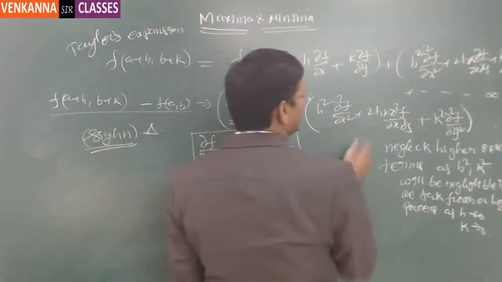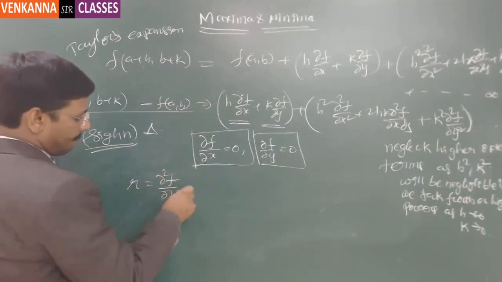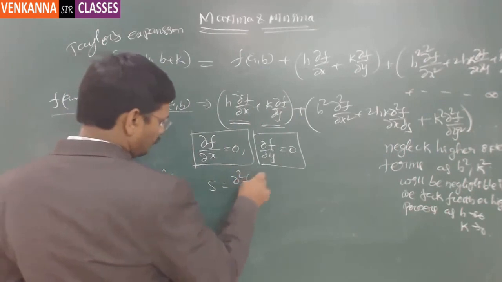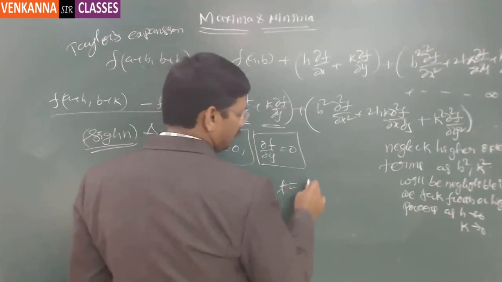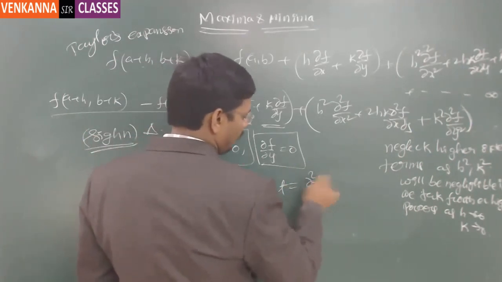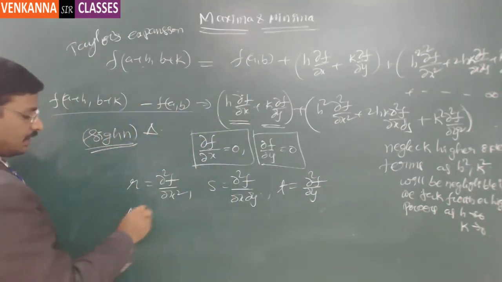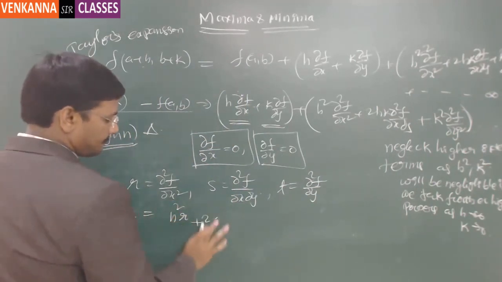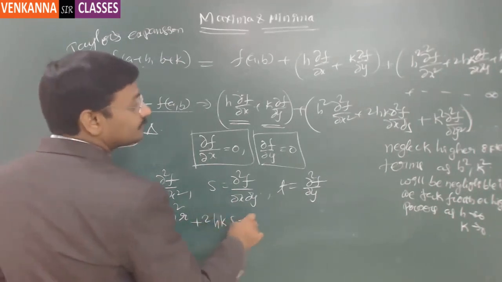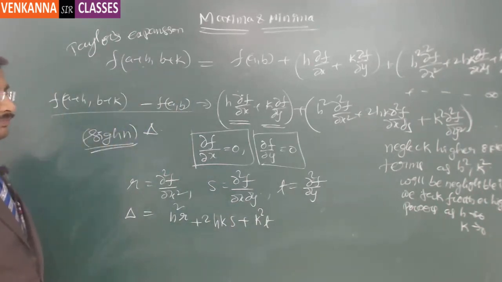The next conditions are, let us say I call r equal to del square f by del x square, s equal to del square f by del x del y, and t equal to del square f by del y square. Now if I make these two zero, then delta is dependent only on the function h square r plus 2hk s plus k square t. Now this is the one which will decide the function.